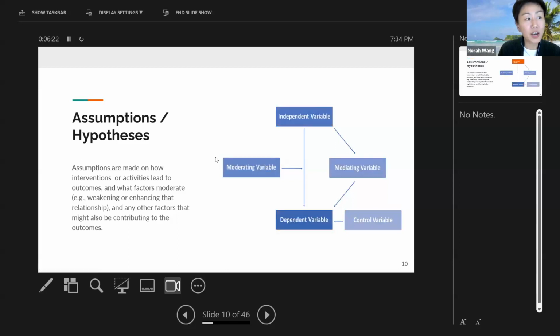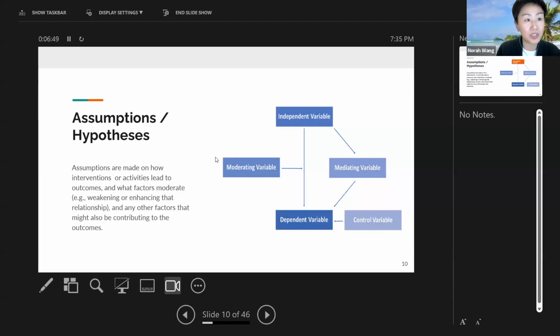This is a very basic research design. If you talk to any researchers, they often ask you, please tell me, what is your independent variable? What is your dependent variable? You talk to any professor in university, the first question they ask is, what is your independent variable? What is your dependent variable? The independent variables basically are your program activities, right?